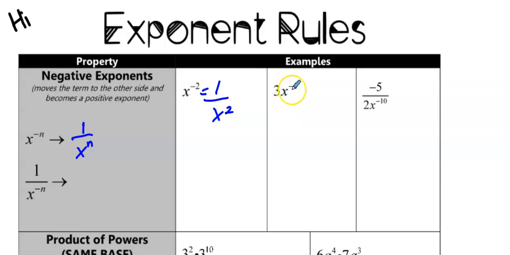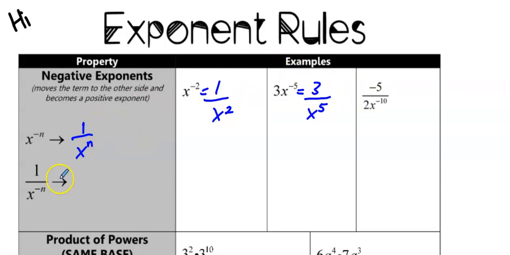Make sure we pay attention to what the exponent is referencing, what is the base of the exponent. So here we got 3 times x to the 5th. The 3 will stay in the numerator, while the x will relocate and change its attitude.